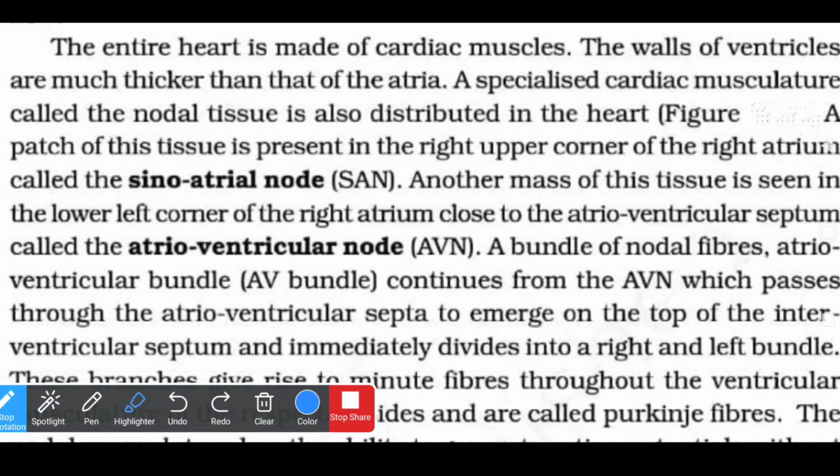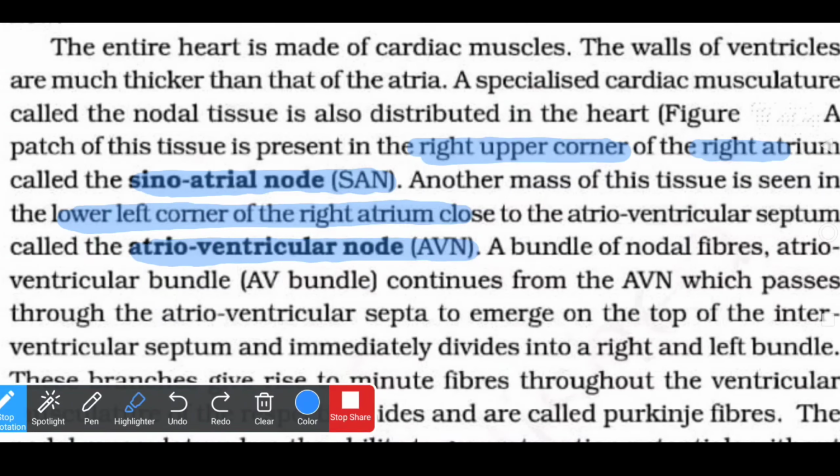And specialized cardiac musculature is called the nodal tissue, which is also distributed in the heart. We'll be checking this in the figure. Now, a patch of tissue is present in the right upper corner of the right atrium, called the sinoatrial node, or in short SAN. Whereas another mass of tissue is seen in the lower left corner of the right atrium, called the atrioventricular node or AV node.